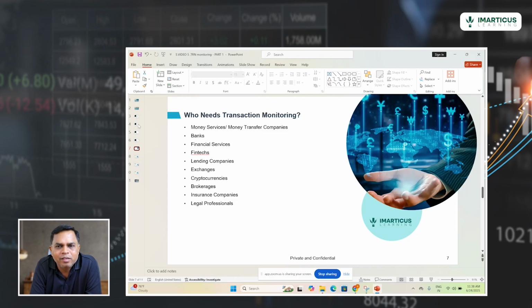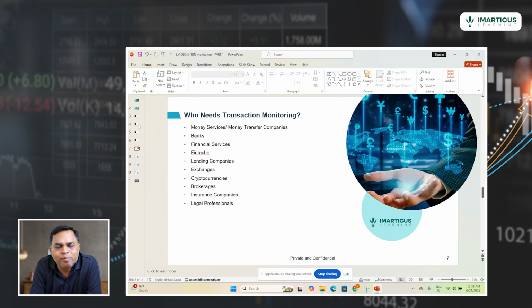Then we have fintech. Now fintechs actually provide technology. Those technical or tech companies which provide financial services are known as fintechs. Now the fintechs have been mandated to do the transaction monitoring.